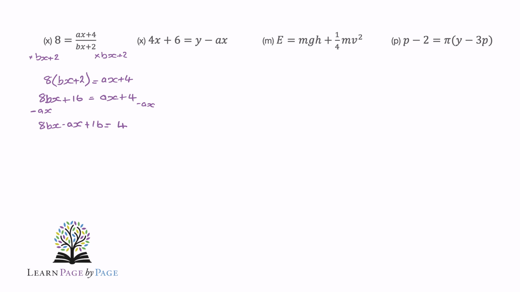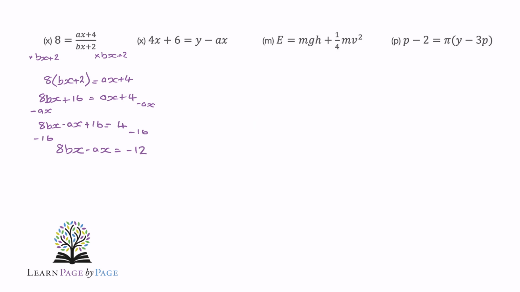Now we're going to move the 16, and as it's a positive 16, we take away 16, so minus 16 from both sides. That would give us 8bx minus ax equals 4, take away 16, that will give us minus 12.